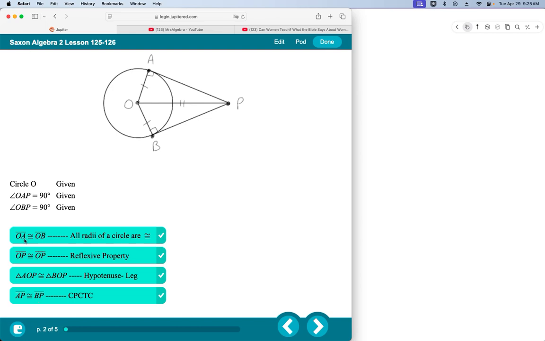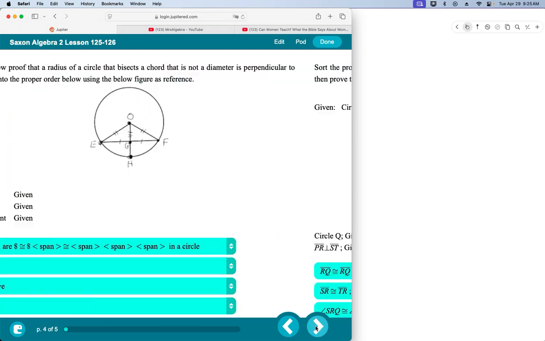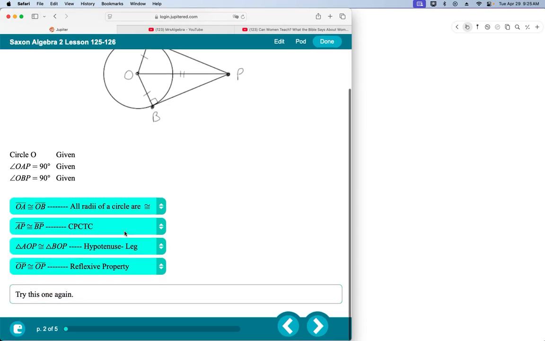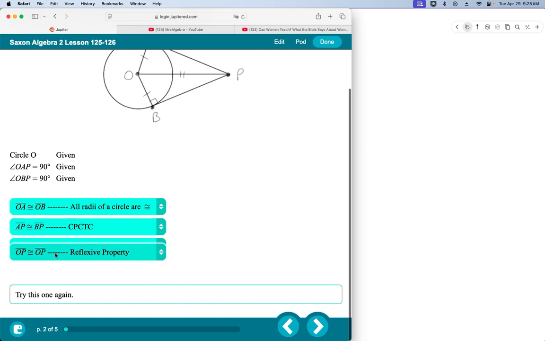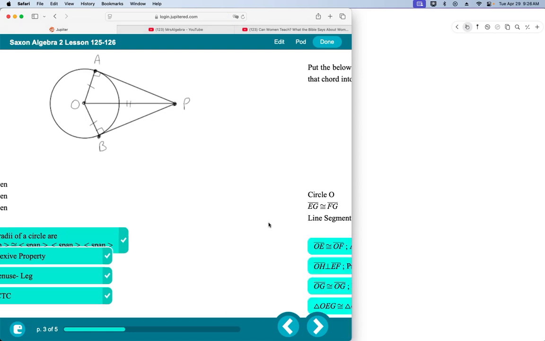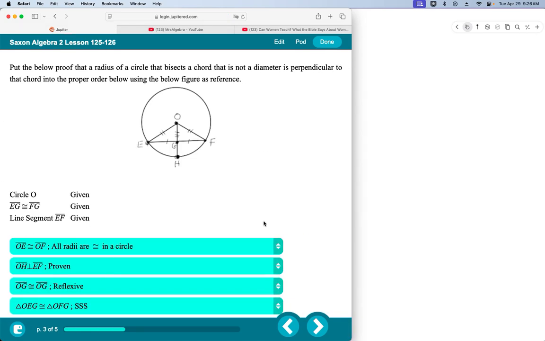So we have OA, OP, AOP, AP, right? It's going to ask me to do it again. Wants me to do it again. Try this one again, right? So this one goes here, this one goes here. So now I have it all correct, so it's not going to ask me about it again.